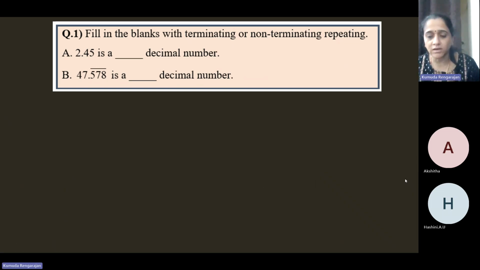Hasni, you hadn't enrolled into the classes when we did rational numbers. So I'm not sure, because we are revising, if you can follow this.